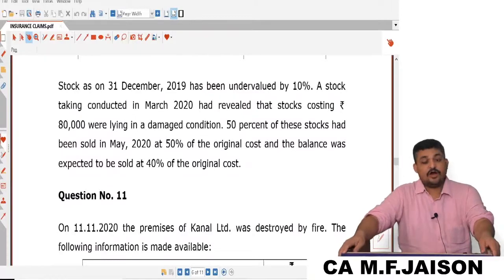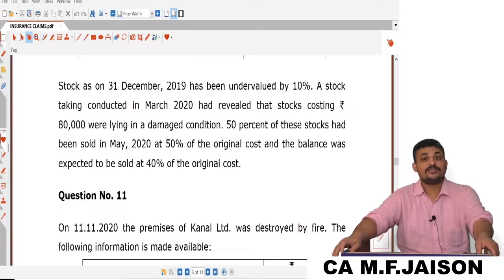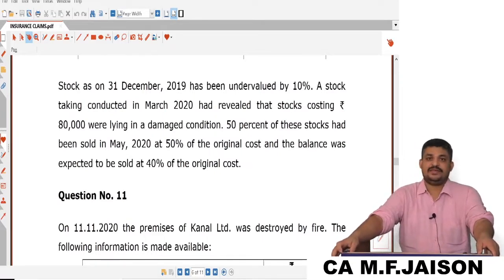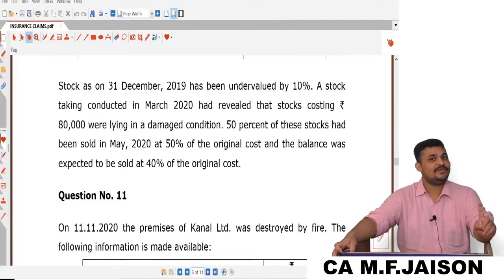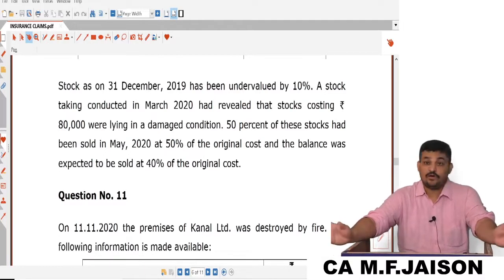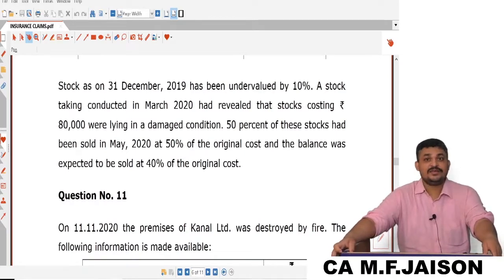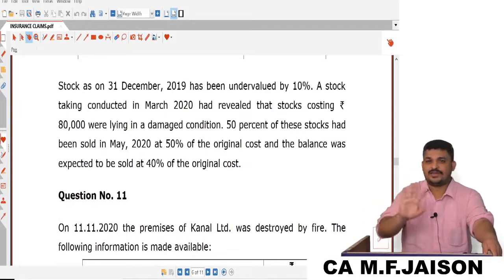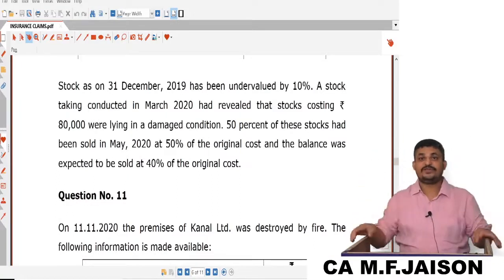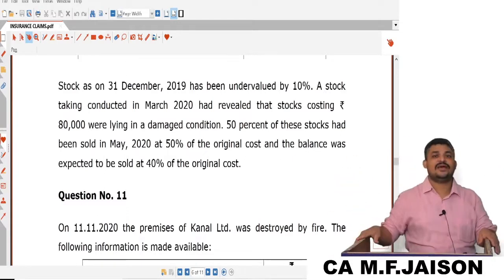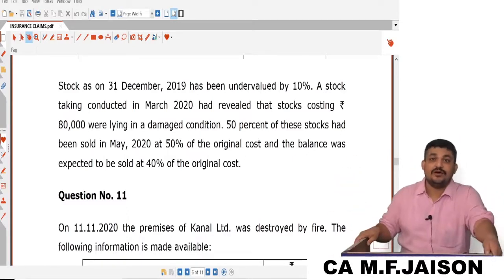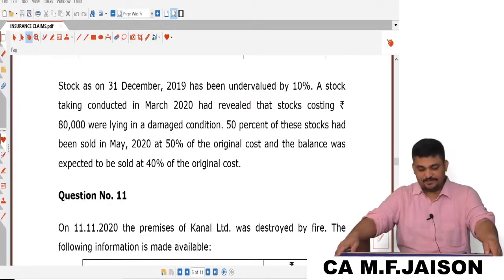Next, stock on 31st December 2019, that is the closing stock of the previous year, has been undervalued by 10%. Now please understand, this is not abnormality, it is a valuation policy. Above, what we told is that if there is undervaluation or overvaluation of overall stock, it should be brought to the original cost price. Sir, we are doing the restoration approach, not the complete elimination approach. We already took one important step: if overall total stock is undervalued or overvalued, it should be brought to the original cost price. You should apply that concept.